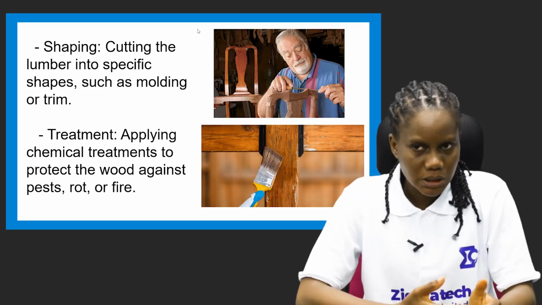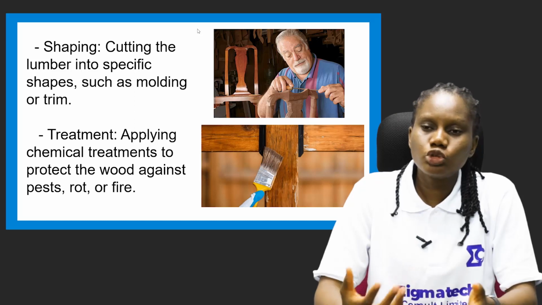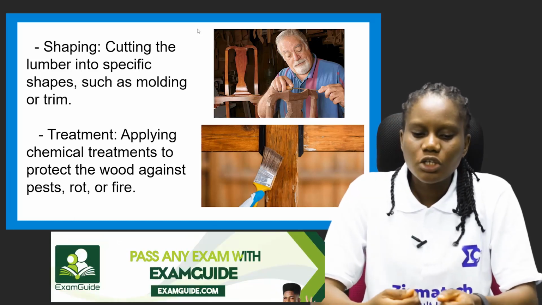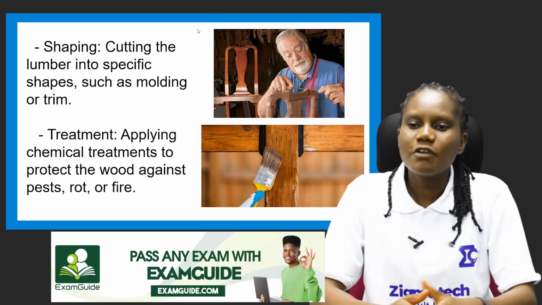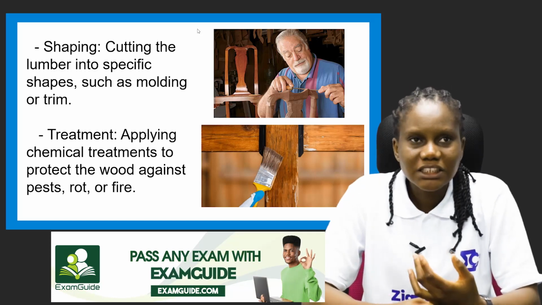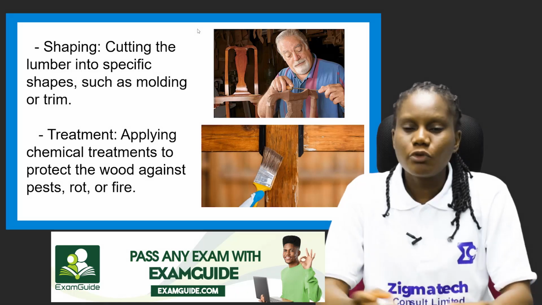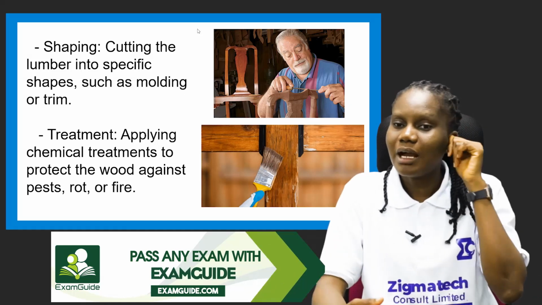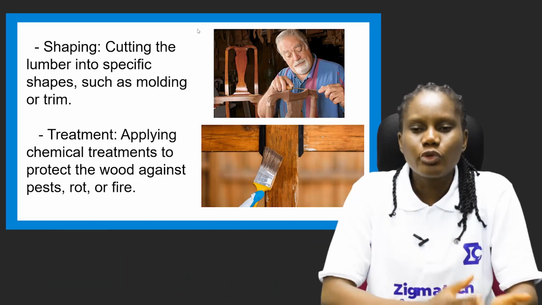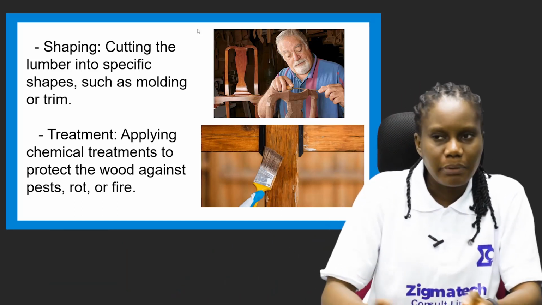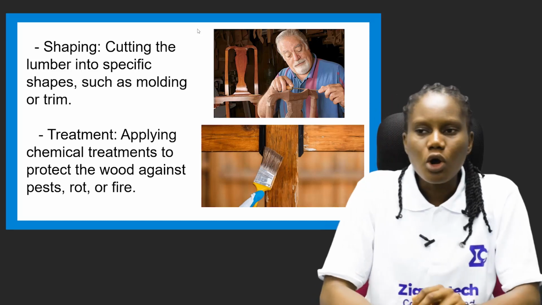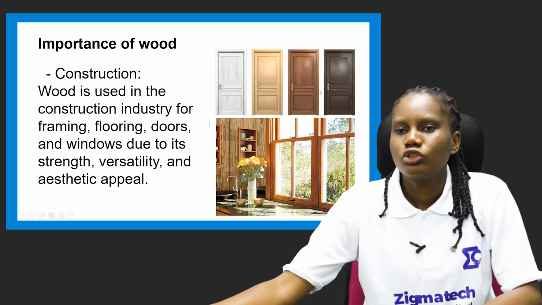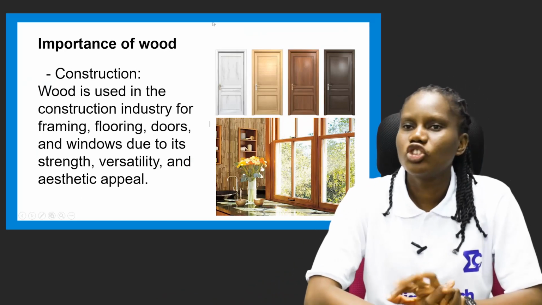After which you treat it. How do you treat it? You apply chemicals on the wood, and sometimes you see that they paint some wood. It's treatment to protect it from pest infestation, from decay, or from fire. So you apply treatment on it. That's applying chemical treatment to protect the wood against pests, rot, or fire. That is what you do after you shape your wood.